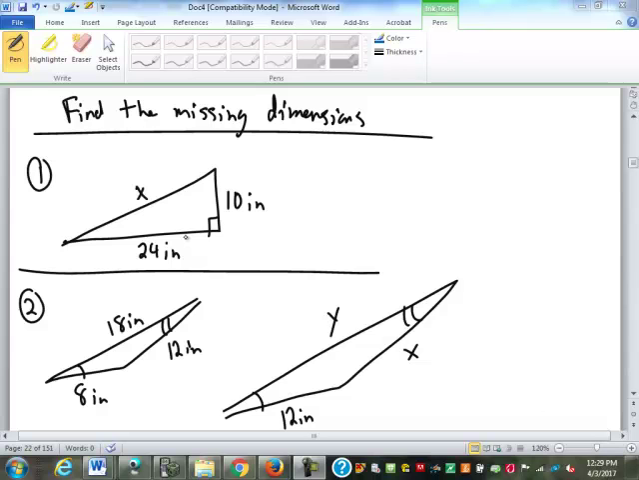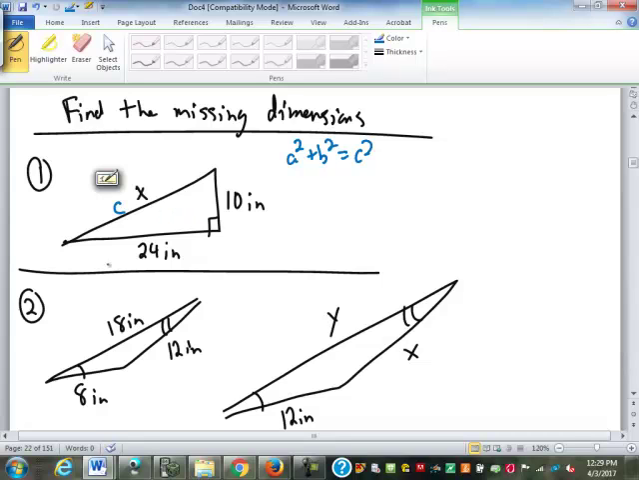So for the first one, since it's a right triangle, how do we find the third side? You got it. A squared plus B squared equals C squared. Pythagorean theorem. Which side is C? That's usually the easiest one to pick out.